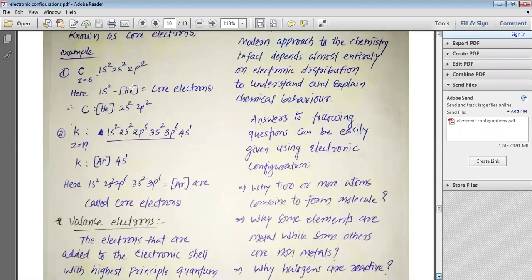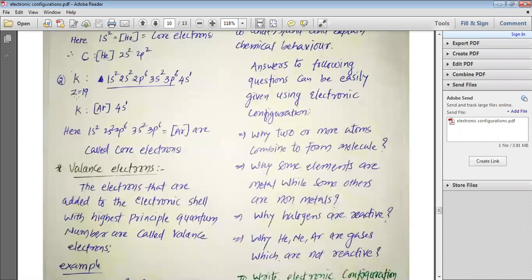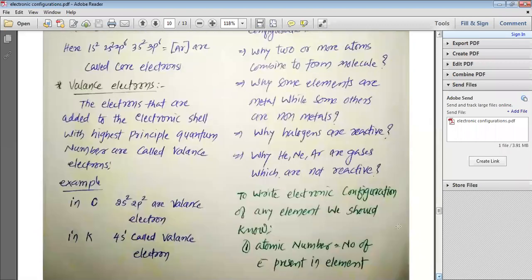In the same way, my dear students, for potassium we can write Z is equal to 19. So 19 electrons are filled in the order of 1s2, 2s2, 2p6, 3s2, 3p6, 4s1. The 1s2, 2s2, 2p6, 3s2, 3p6 are known as the core electrons, and that is why we represent them with the inert gas argon, and this is known as the core electronic configuration, whereas 4s1 is known as the valence electronic configuration, or the 4s1 electron is known as the valence electron.